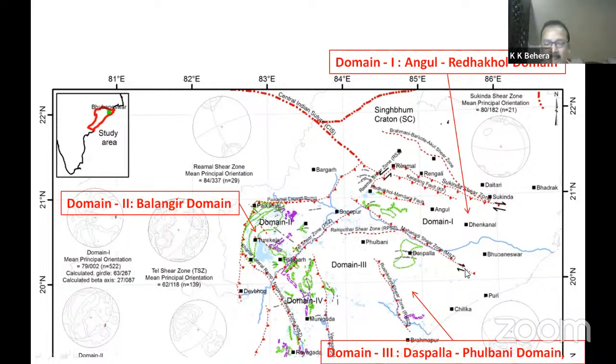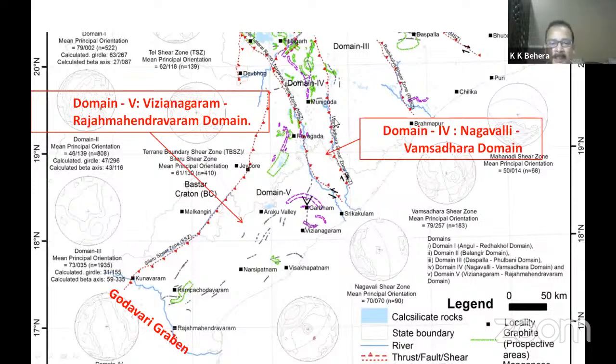And domain 3 lies south of the Mahanadi shear zone and north of the Vamsadhara shear zone. And domain 4, that is the Nagabali-Vamsadhara domain, lies west of the Vamsadhara shear zone and east of the Nagabali shear zone. And domain 5 is south of the Nagabali shear zone and east of the Sileru shear zone.